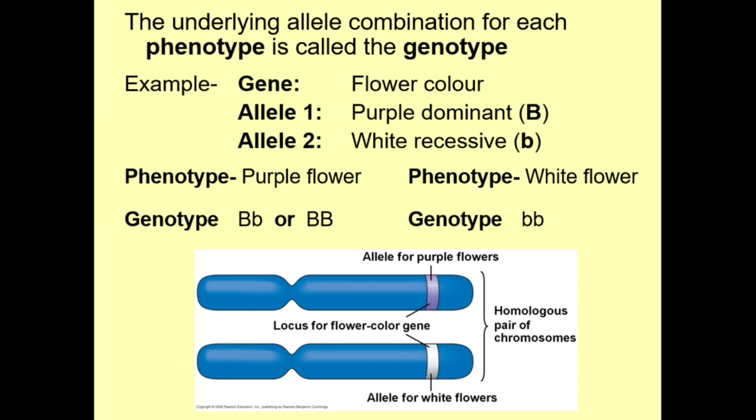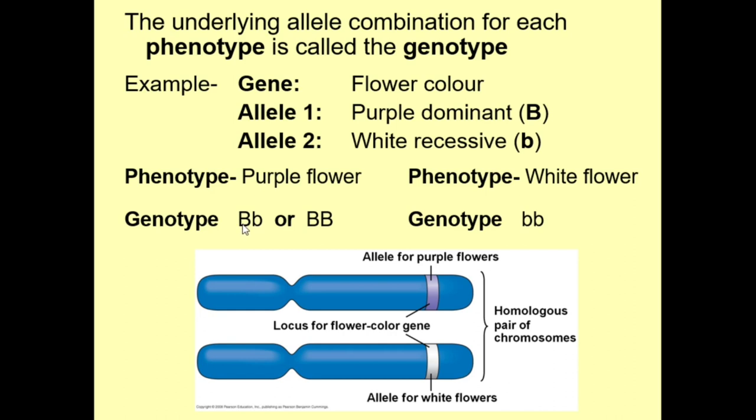That doesn't necessarily tell us about the genotype of that pea plant, because as we look here, with the phenotype of purple flowers, we can actually have two different genotypes. So we can have a big B and a little b. That's what we've looked at up here. One allele is for purple flowers, so that's our big B, and then the other allele can be the little b.